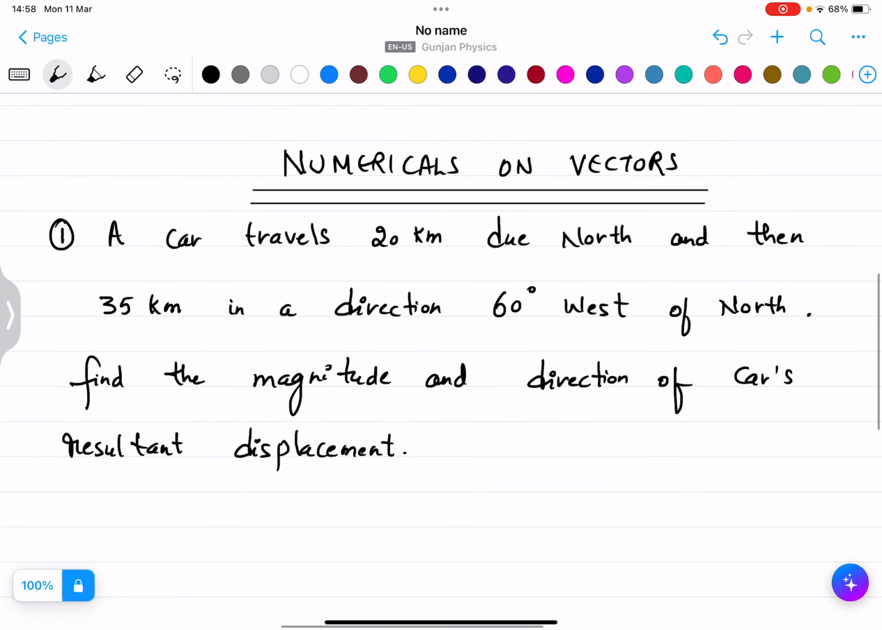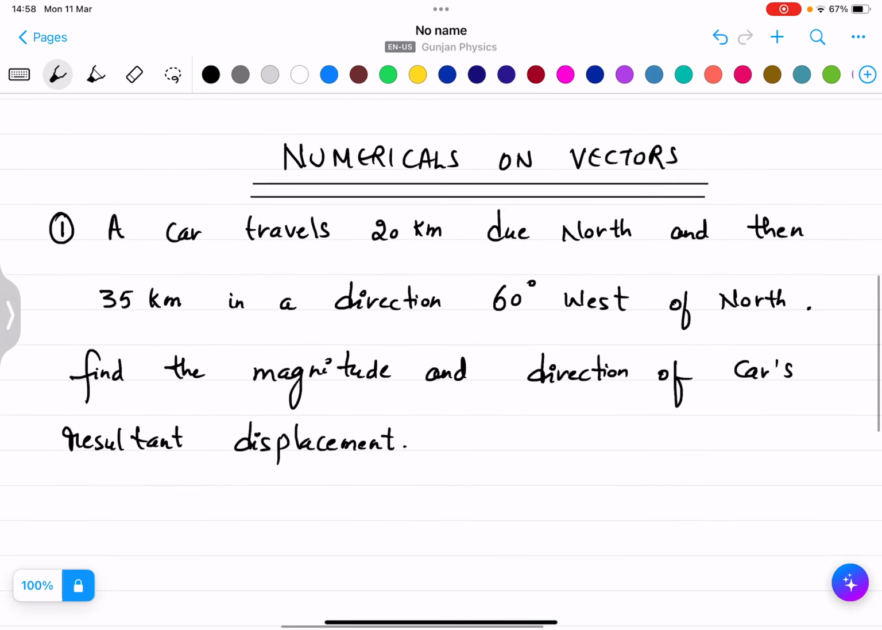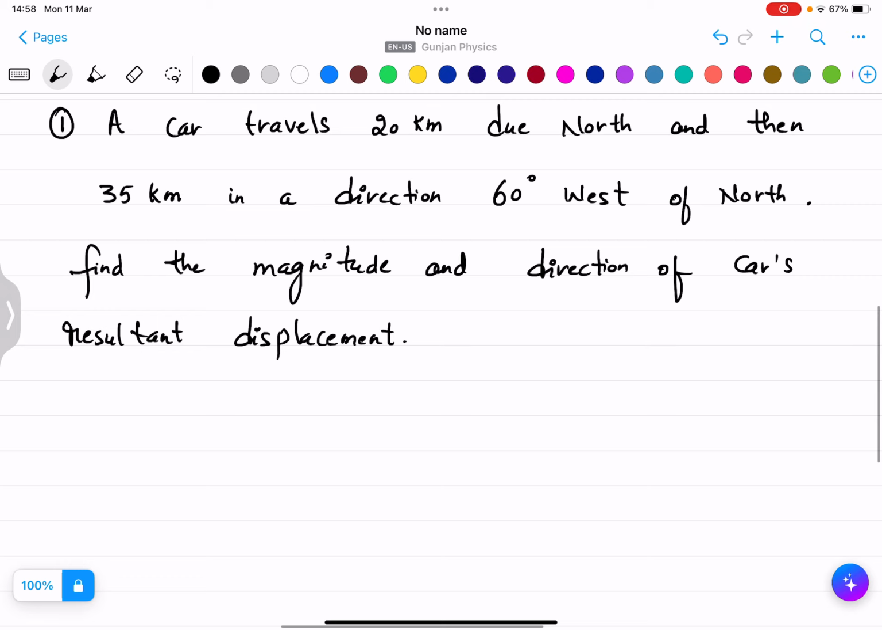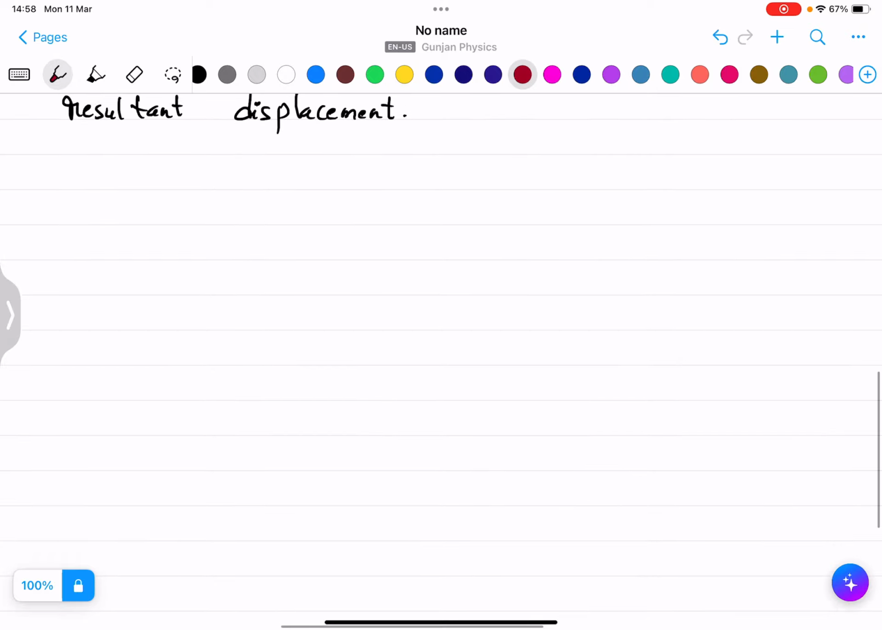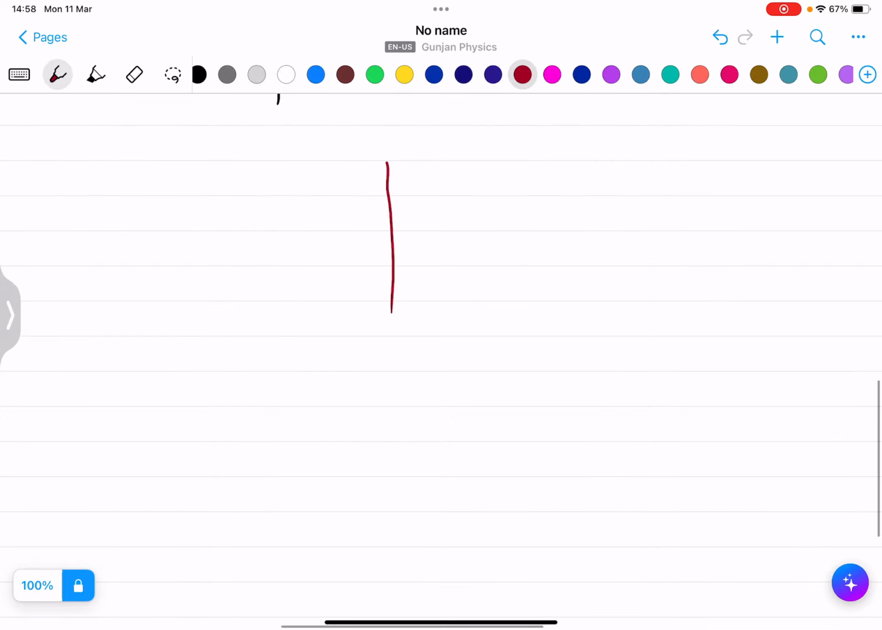Okay, this is another numerical on vectors. The question is: a car travels 20 kilometers due north and then 35 kilometers in a direction 60 degrees west of north. First of all, to tackle these types of questions, we need to make the x and the y axis.